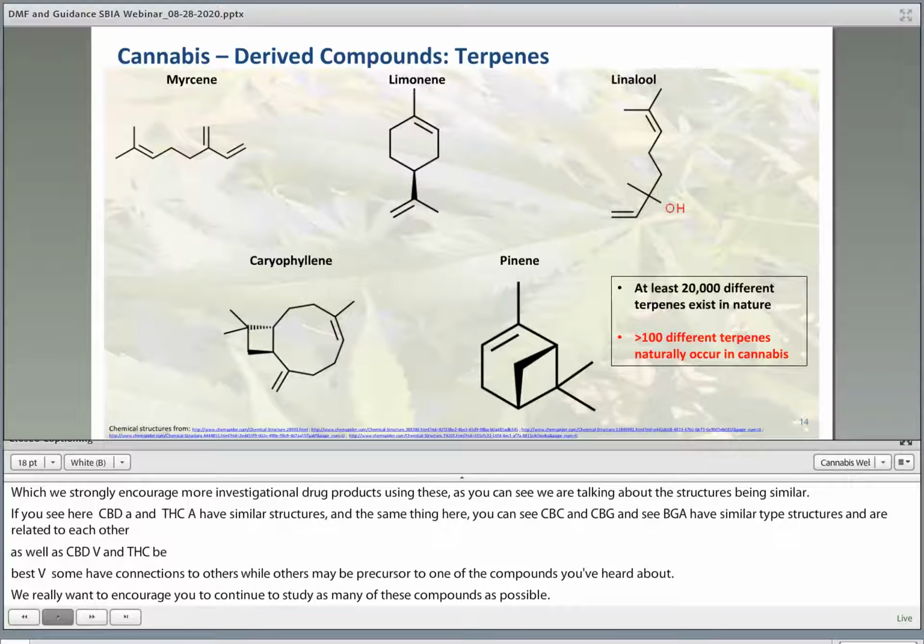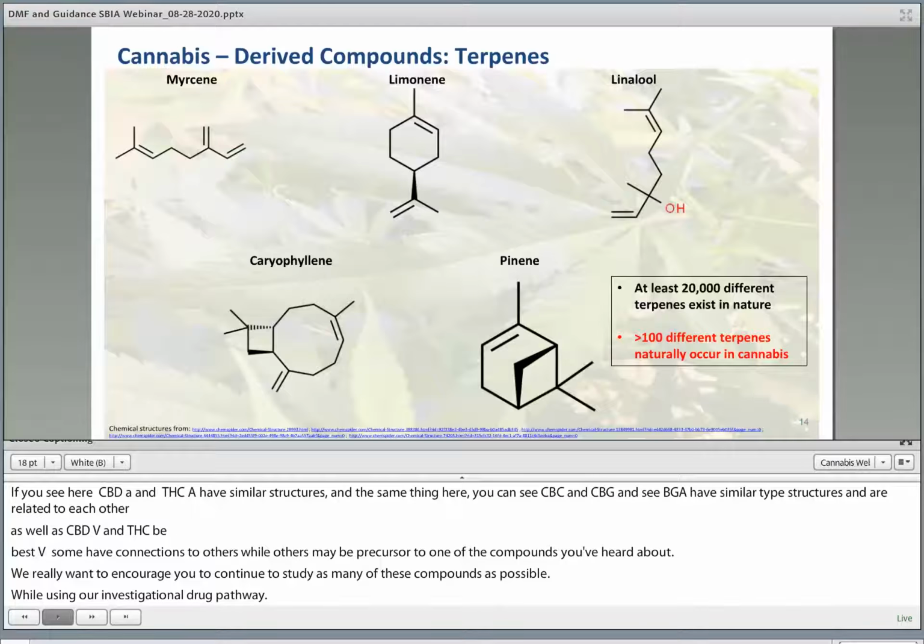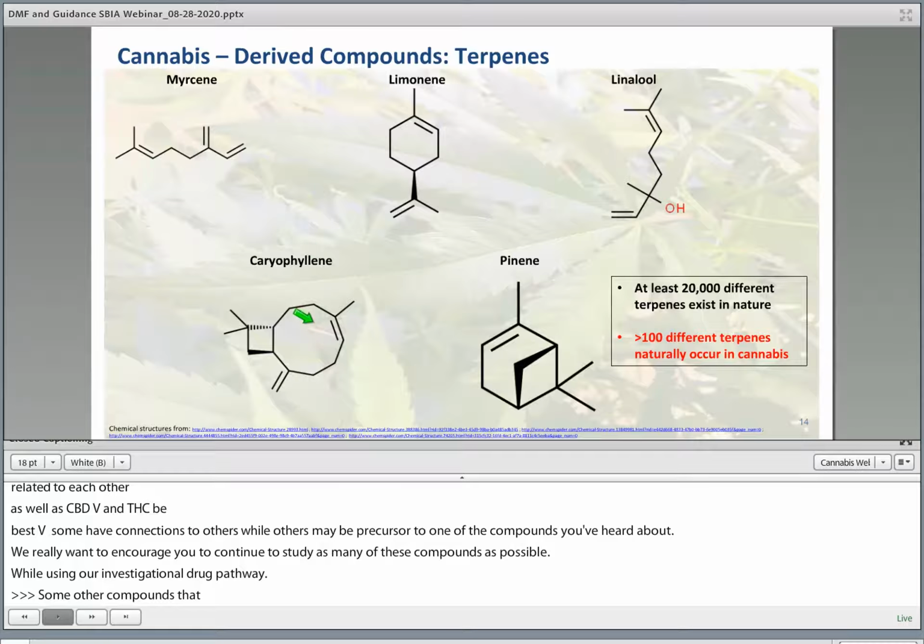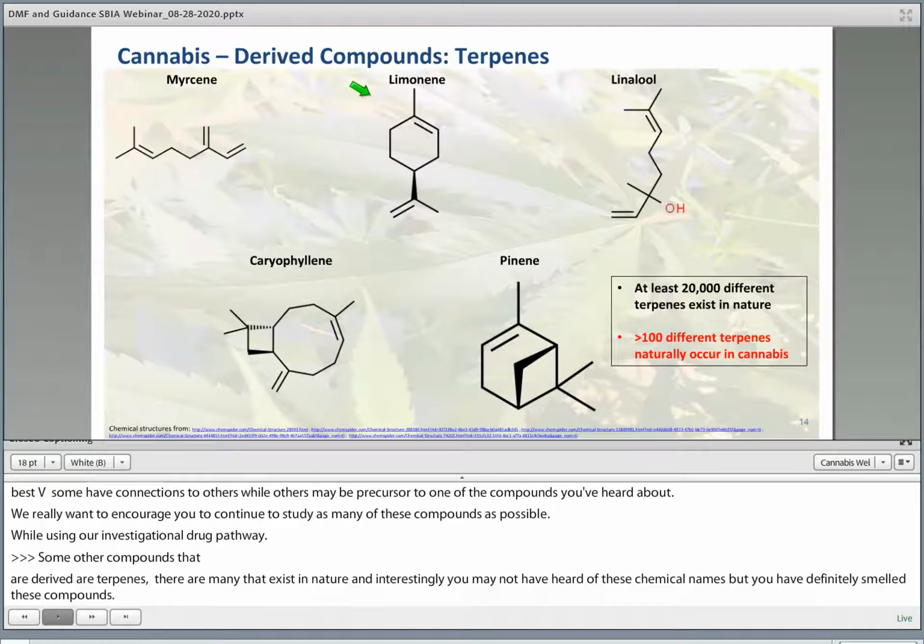Some other compounds that are derived from cannabis are terpenes, and there are over 20,000 different terpenes that exist in nature. And so, interestingly, you may not have heard of these chemical names, but you have definitely smelled these compounds. So I'm going to start with limonene. The fresh citrus smell that you smell when you pull back the peel on an orange or a lemon or a lime, that's actually limonene. It happens to not just be in citrus, but also happens to be in cannabis.